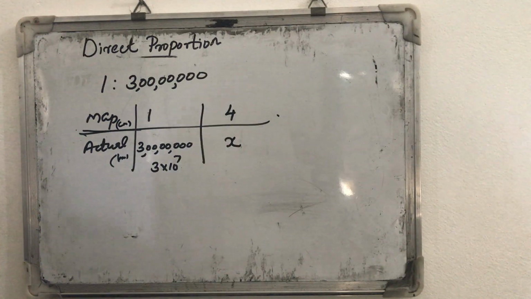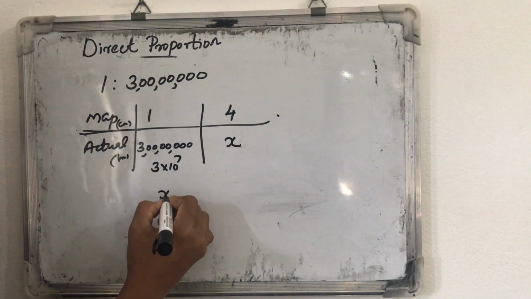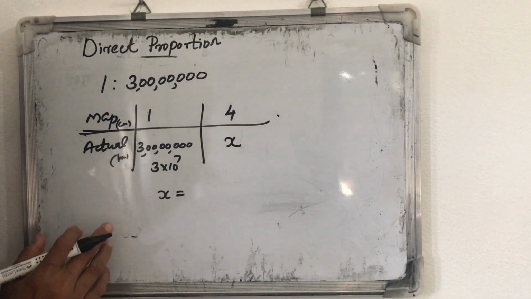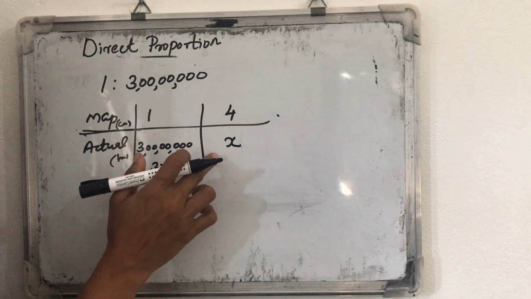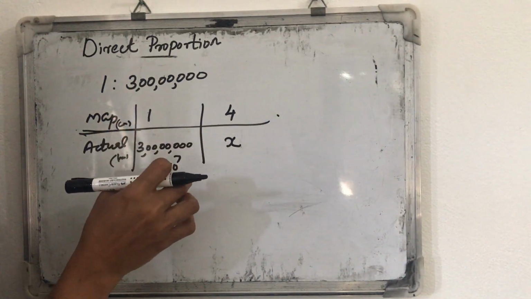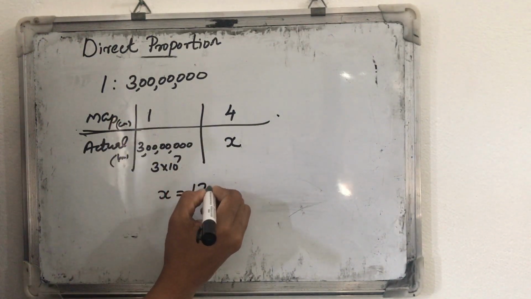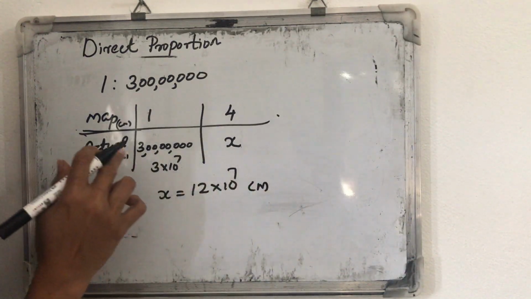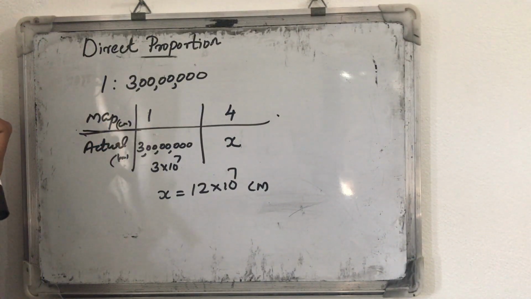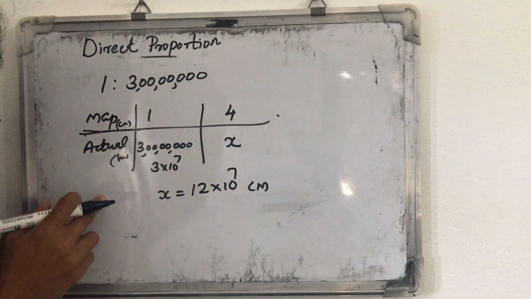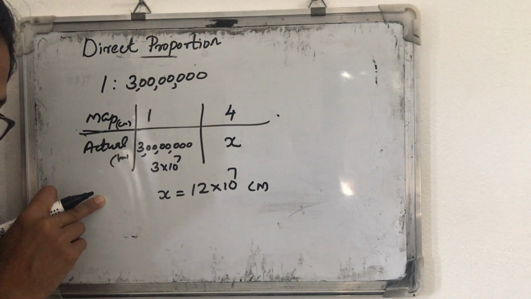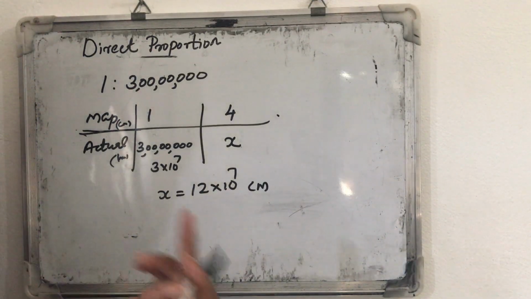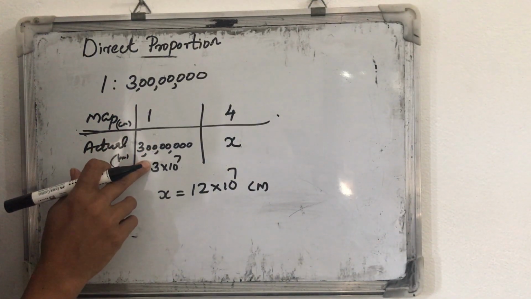After calculation you will get the value of x, that is the actual distance, as 12 into 10 raised to 7 centimeter. Here we are taking the map distance in centimeter, and the actual distance also we first take in centimeter, which you want to convert. Here it is this much centimeter.